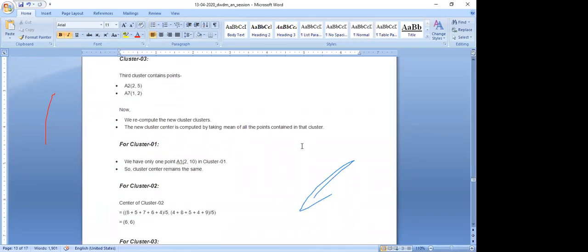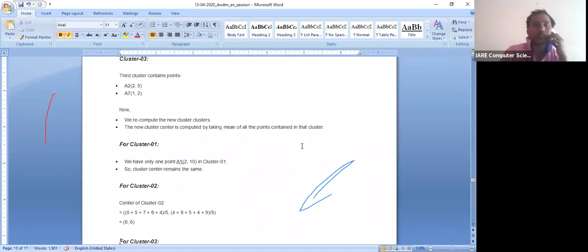So what is the formula? (8 plus 5 plus 7 plus 6 plus 4) divided by the total number of values, which is 5. Then (4 plus 8 plus 5 plus 4 plus 9) divided by 5. So the center for cluster 2 is 6, 6.